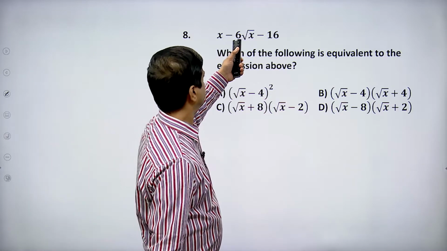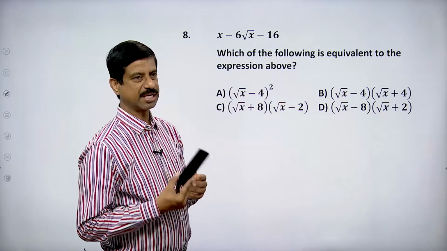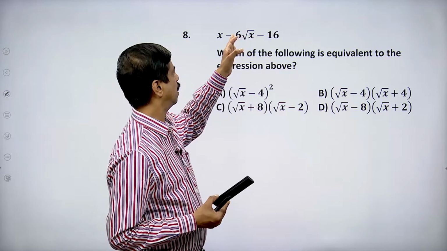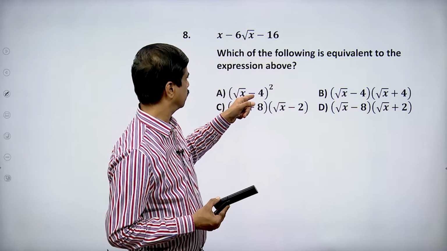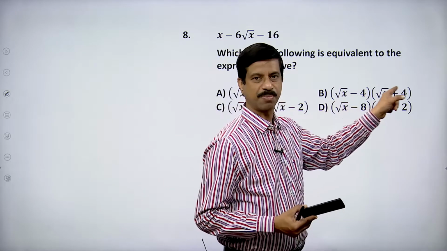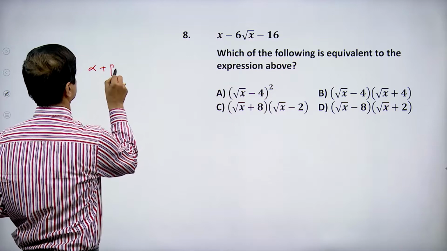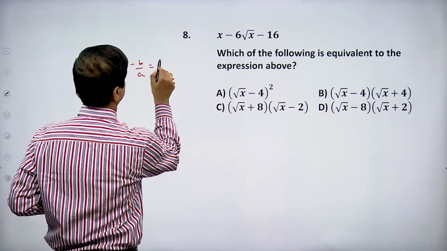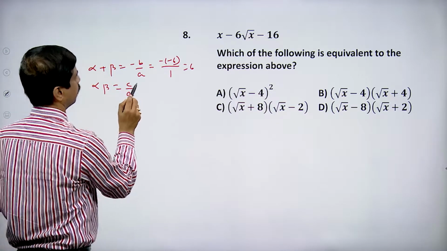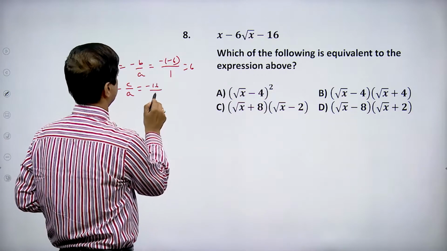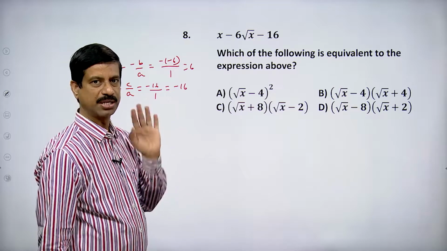See, x minus 6 root x minus 16, which of the following must be true? See, I told you better we take expansions, okay. See, this says roots are equal. This says roots are equal. Sum of roots minus 4 plus 4 is 0, but the sum of roots is not 0. What is the sum of roots? Minus b by a, that is minus of minus 6 by 1, that is 6. Product of roots is c by a, that is minus 16 by 1, that is minus 16. Okay. So now I will use this concept and see how to get the solution.